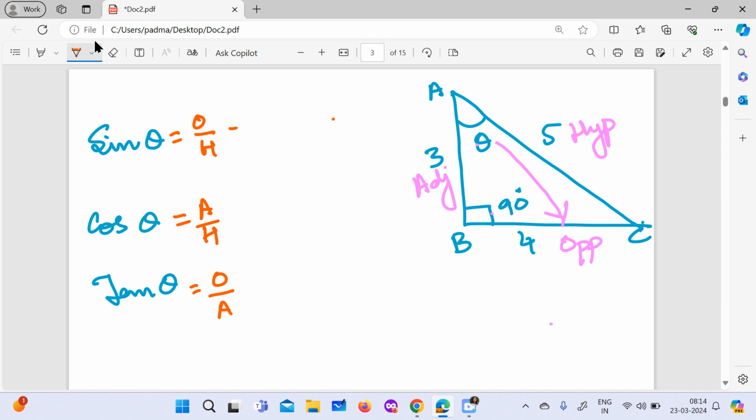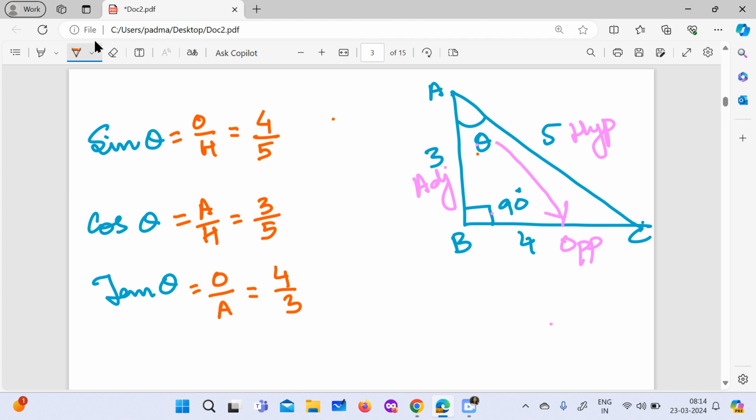Now I will write the values. So opposite is 4, hypotenuse is 5, so this will be 4 over 5. And cos is adjacent upon hypotenuse, so this is 3 over 5. And tan is opposite upon adjacent, that is 4 over 3. I hope this is clear to everyone.